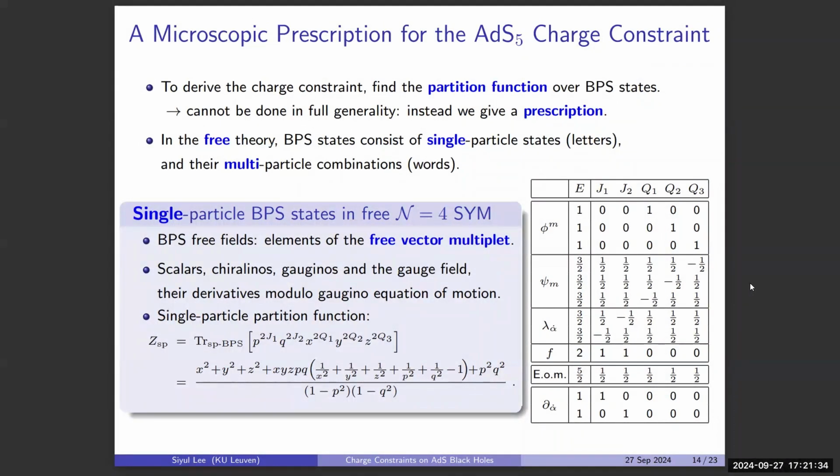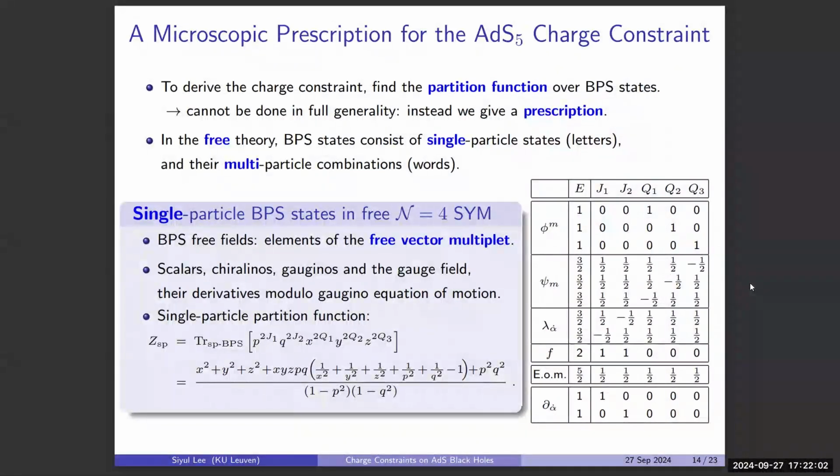First, we can write down the single particle partition function, or partition function only over the BPS single particle letters. And that can be written in a closed form because there are only a finite number of scalars, fermions, and gauginos. So this is the contribution from scalars, from fermions, gauginos, and the gauge field, minus the equation of motion. And these two factors in the denominator stand for the derivatives.